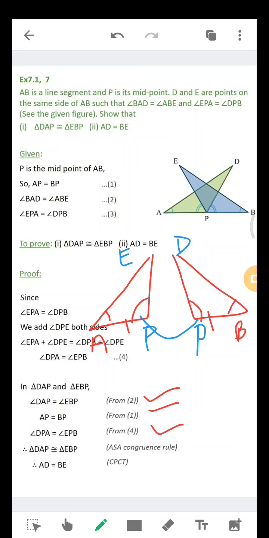So DAP is congruent to, what will be this one? This will be D and this will be E, okay. So this is your D and this is your E. So DAP is congruent to EPB by the ASA congruency rule. So finally we can say AD is equal to BE, because they are CPCT, the corresponding parts of congruent triangles. So question number 6 and 7 both are the same. We are using the same concept in both the questions.